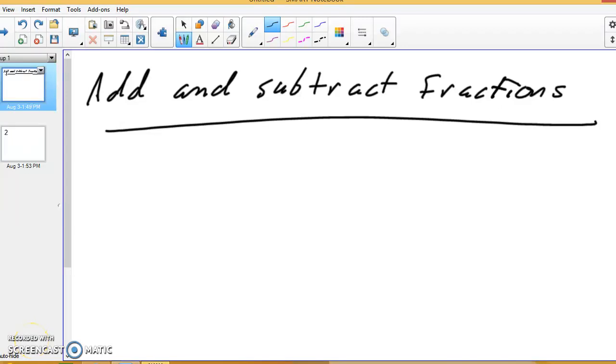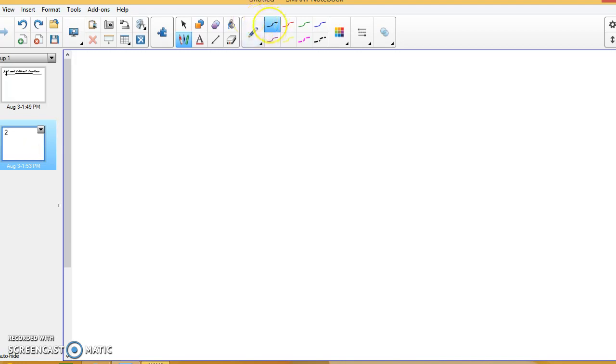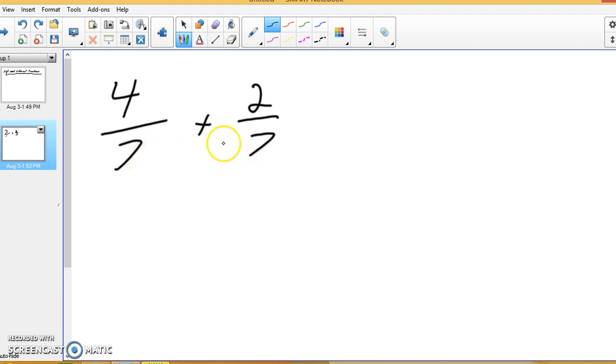In this lesson, we're going to learn how to add and subtract fractions. Now, adding and subtracting fractions can be either pretty easy or fairly difficult, depending on the denominator of the fractions we are adding. So let's say they have the same denominator. Say we're trying to add the fractions 4 over 7 plus 2 over 7. Note that they have the exact same denominator, which is 7.